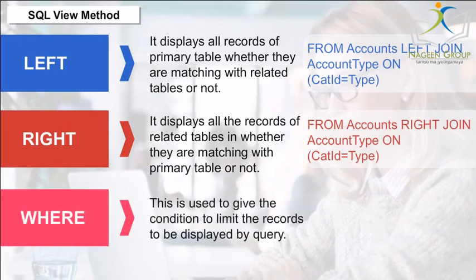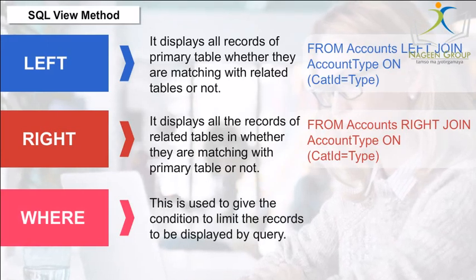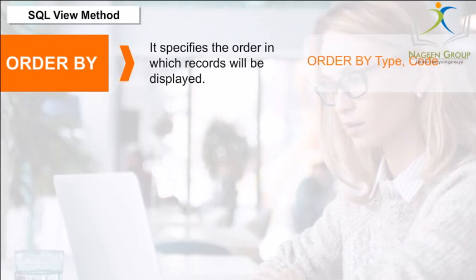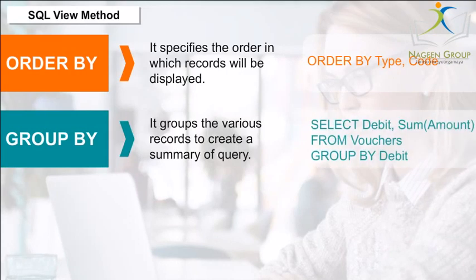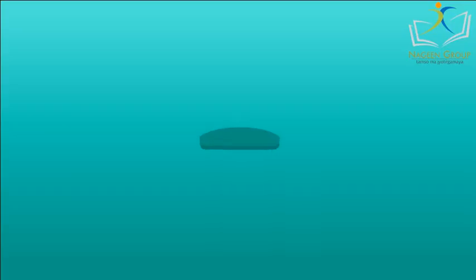Where. This is used to give the condition to limit the records to be displayed by query. Order by. It specifies the order in which records will be displayed. Group by. It groups the various records to create a summary of query.